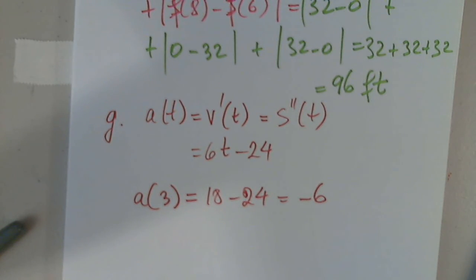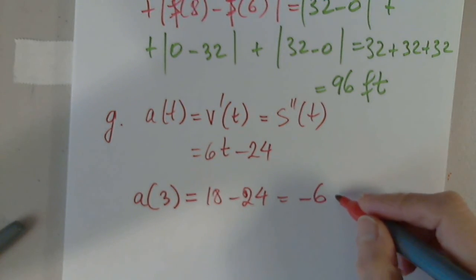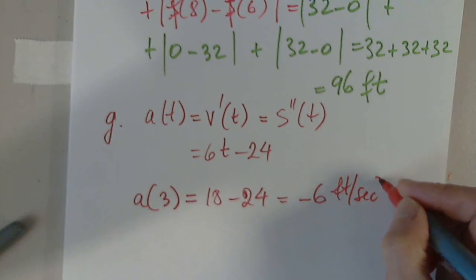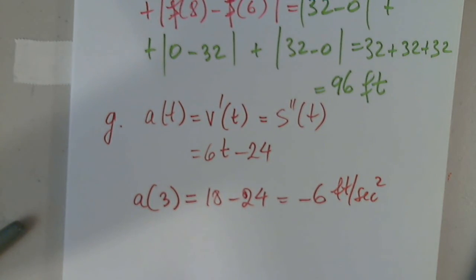Measurement unit for acceleration. Remember, it is the rate of change of velocity with respect to time. Measurement unit? Anyone? Feet per second squared. Very good. It's a rate of change of velocity with respect to time.